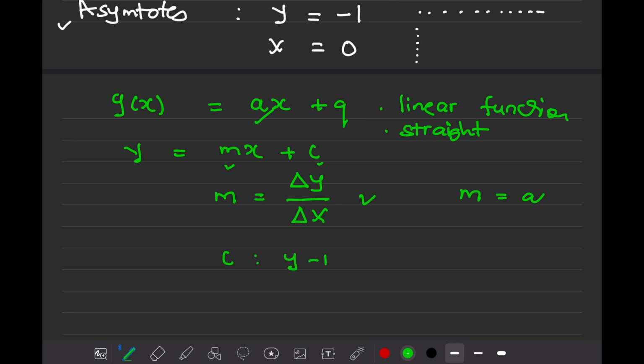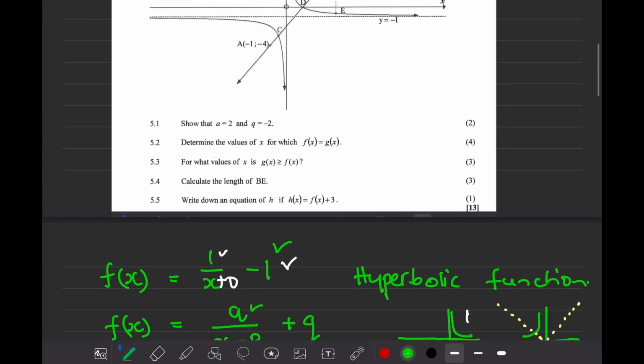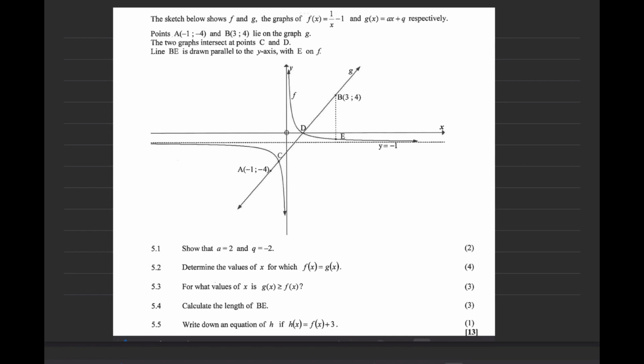And now this c here is the y-intercept. Now you might be asking yourself what in the world is the y-intercept? Remember, we have the y-axis line, which is like this. Wherever this line is crossed, at this point there is going to be a y value, and the y value there is going to be c. So c is the y-intercept of the line. So you're expecting a straight line graph and a hyperbola, right?